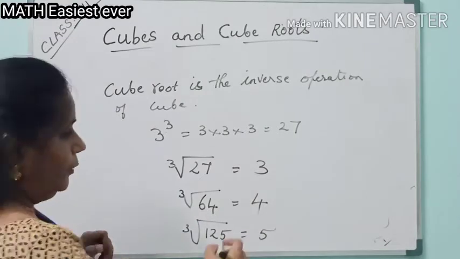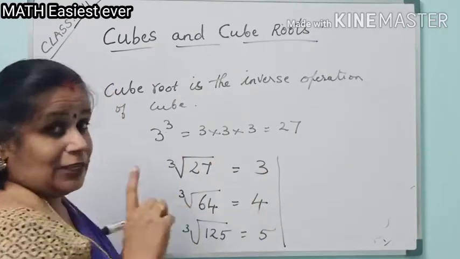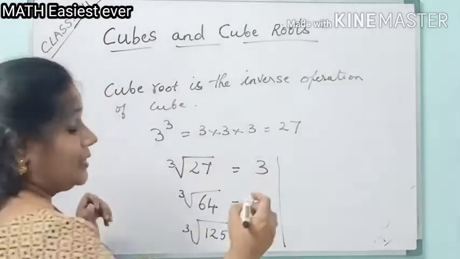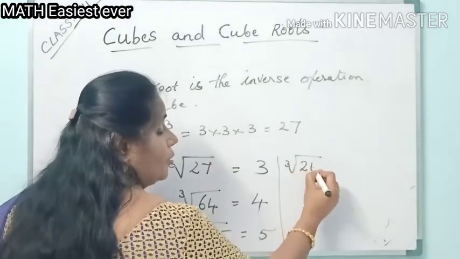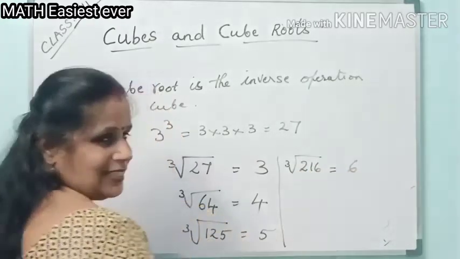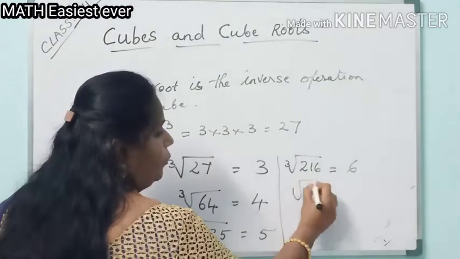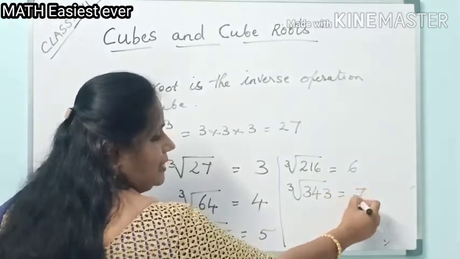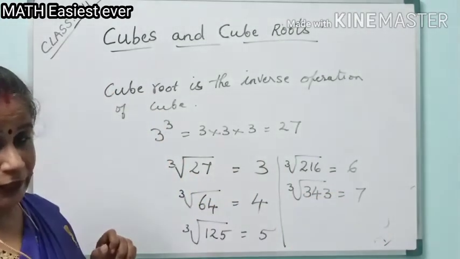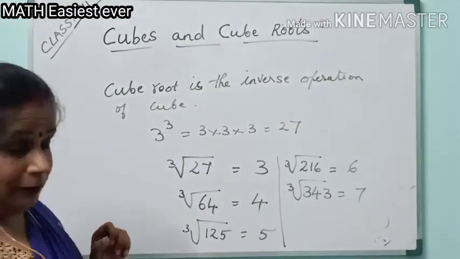Now it's clear for you. Then what is 6 cube? 6 into 6 into 6, 216. The inverse of cube is cube root. So cube root of 216 is 6. Similarly, 7 into 7 into 7 is 343, so cube root of 343 will be 7.